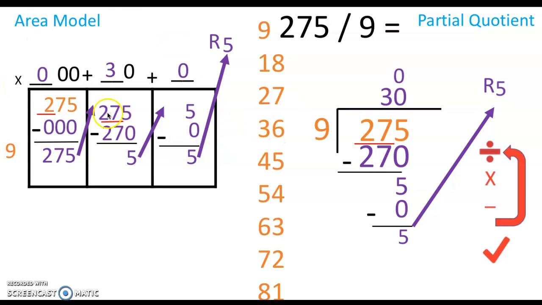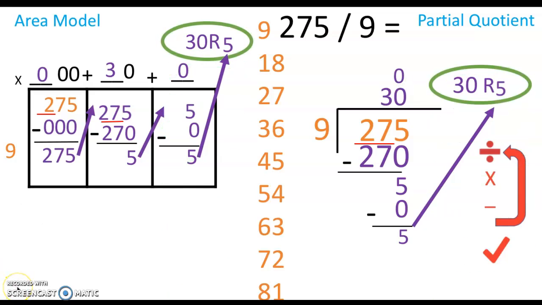Our answer comes from right up here. Now if you're looking at area model, do we need this first 0? No, because it doesn't have any value. So then we would just do 30 plus 0, or if you're doing partial quotient, we know that we have a 3 in the tens place and a 0 in the ones place, giving us 30 with a remainder of 5.